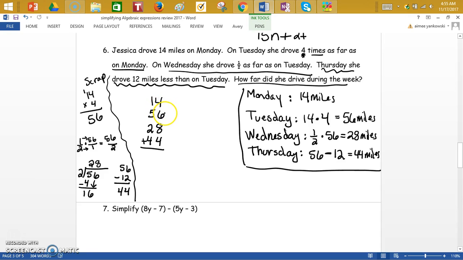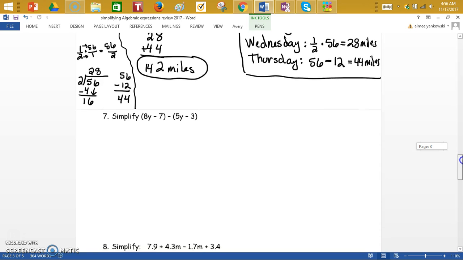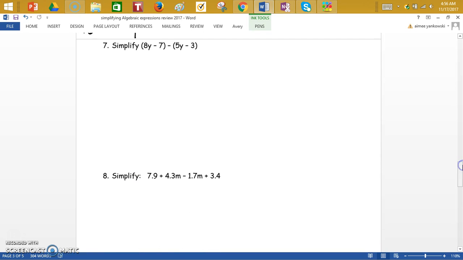Let's see, 4 plus 6 is 10, and 8 is 18, and 4 more is 22. Put down a 2, carry a 2. 2 and 1 is 3. 5 more is 8. 9, 10, 14, 142. Let's hope I didn't make a mistake. So it looks to me, for my problem, Jessica drove 142 miles. On Tuesday, similar process, same underlying structure. I don't know how many miles she'll be driving on the quiz next week.